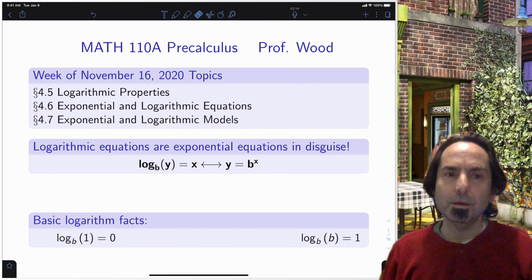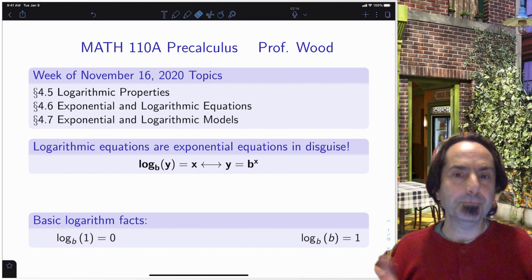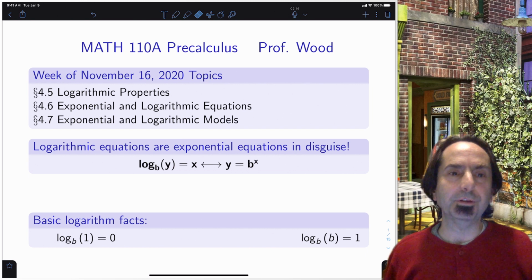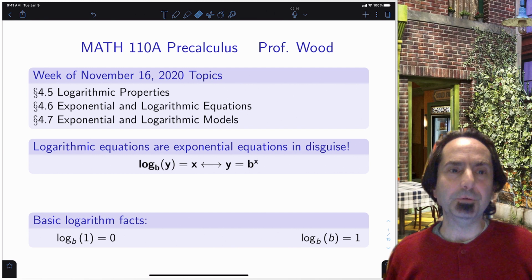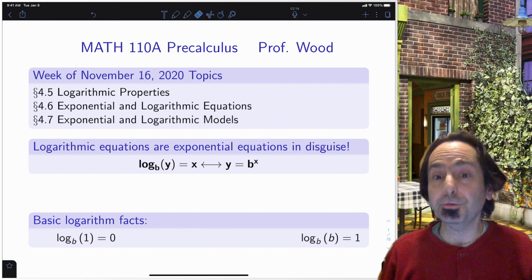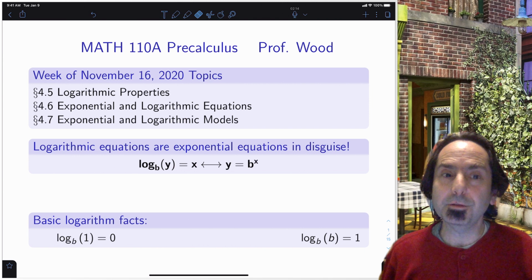Okay, welcome. We're going to work through some problems from Tuesday. We started looking at these three sections, and Tuesday's class we focused on section 4.5 and 4.6, properties of logarithms, and solving exponential and logarithmic equations.